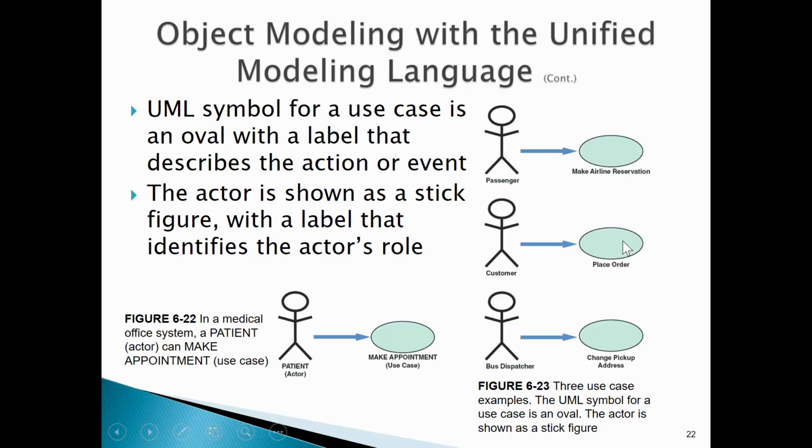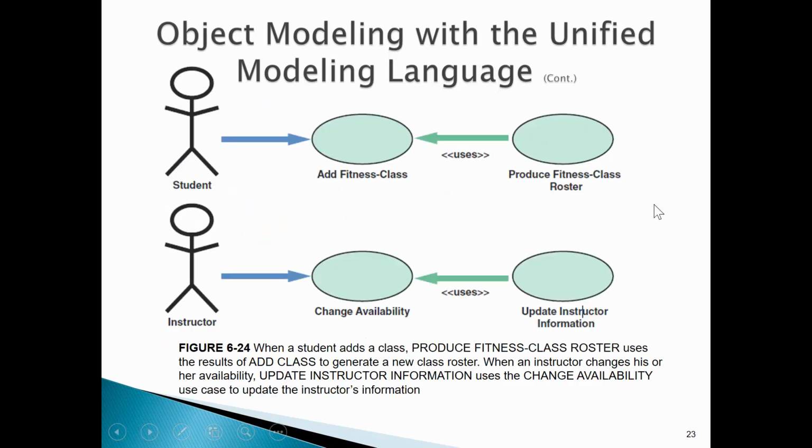Now the use case itself should be an action-oriented thing: make appointment, change pickup address. The actor is shown as a stick figure with the label. Now, when we build a complete use case diagram, what we would do is put a boundary around the use cases. So the use cases are within the system. We'd put a box here so that we could clearly see that the actor sits outside of the system.